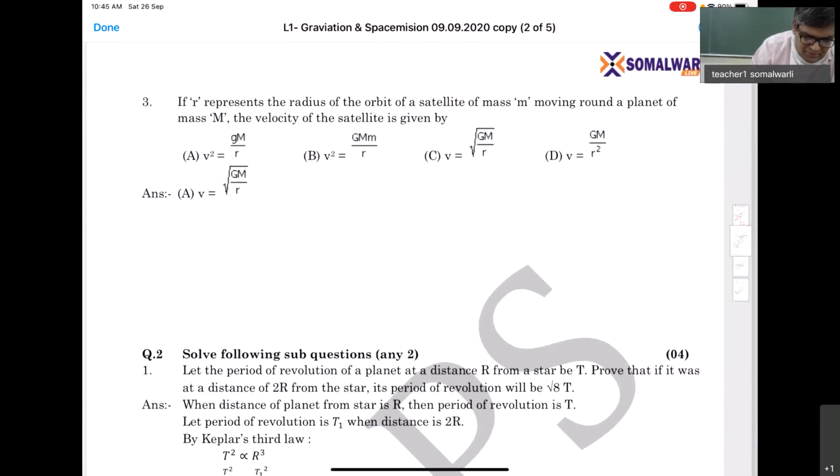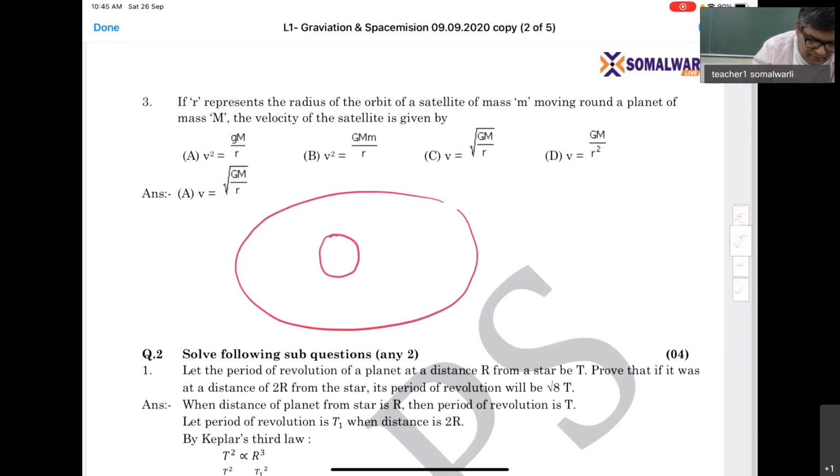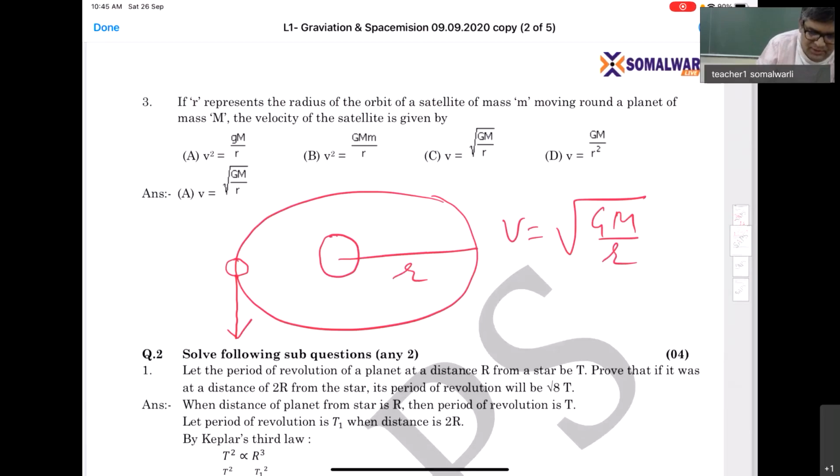Now we know that when a planet is revolving around the star, suppose this is the star we are talking about, and if this is the orbit, then the satellite always has its velocity in tangential direction. So this is the tangential velocity, or we can say critical velocity, and the critical velocity always happens to be v equals square root of GM upon r, if r is of course the radius of the orbit. So that's the correct answer.